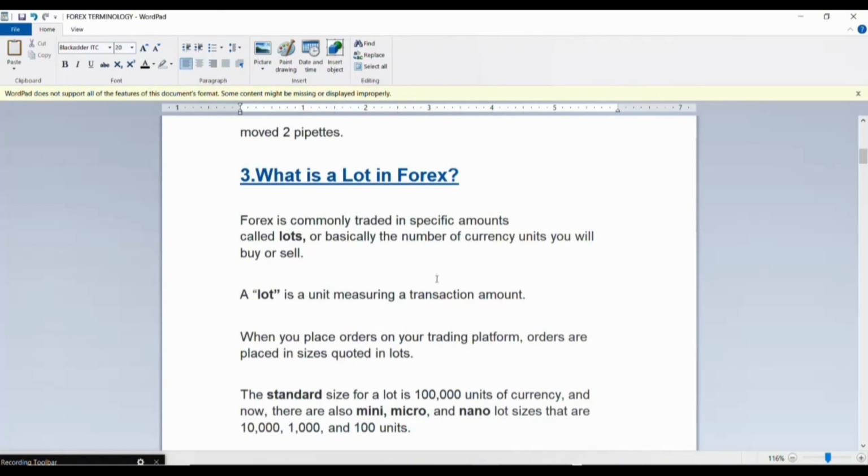It's like someone who goes to the market and buys an egg, and someone who goes to the market and buys boxes of eggs. So it depends on what quantity you are going to buy. So a lot simply defines quantity. What quantity or what amount of currency are you willing to buy? That is a lot. We are going to look at that and I will show you.